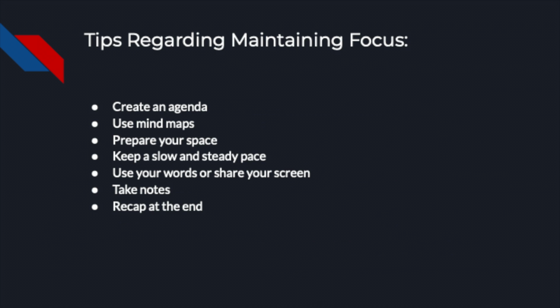Now on to tips regarding maintaining focus. Some helpful things to remember during an online meeting to keep everyone focused and on task are: create an agenda. Use mind maps. An example is shown on the next slide. Prepare your space in advance so it ensures that your focus will be solely on the meeting. Keep a slow and steady pace that everyone will be able to understand. Use your words or share your screen. It is often forgotten that what you are talking about others cannot see, so this is very important. Take notes to remember everything, and recap at the end to clear confusion or remind attendees of everything discussed.